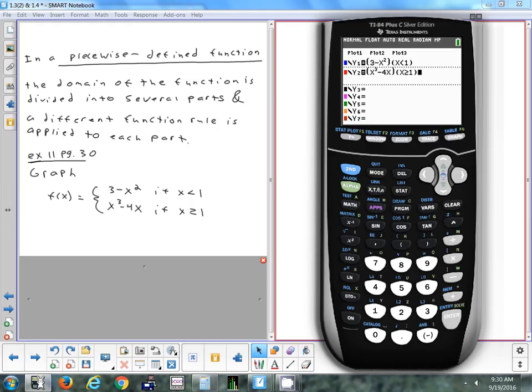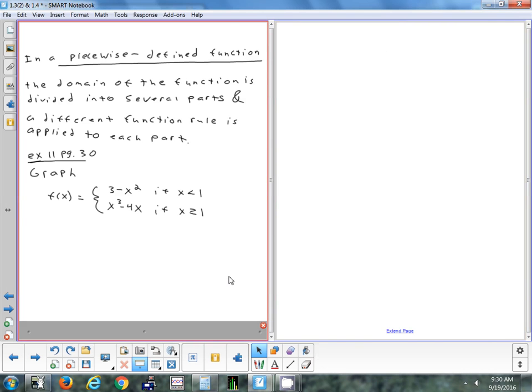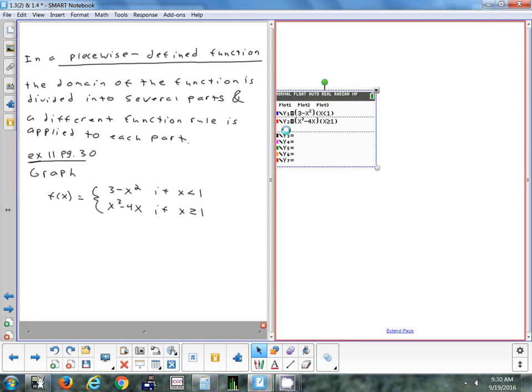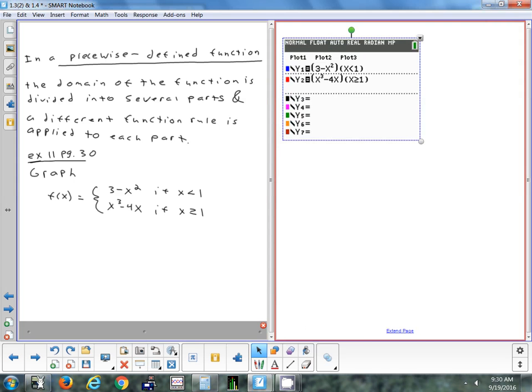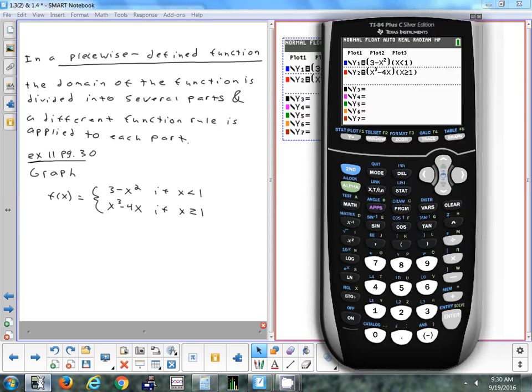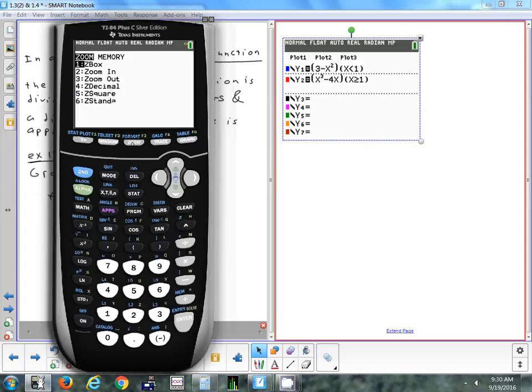I'm going to do a standard window. I'm going to do zoom 6. You know what I'll do? I'll leave this here so you can see how I did it. Do zoom 6. And let's see. So notice all of a sudden the parabola just stops.